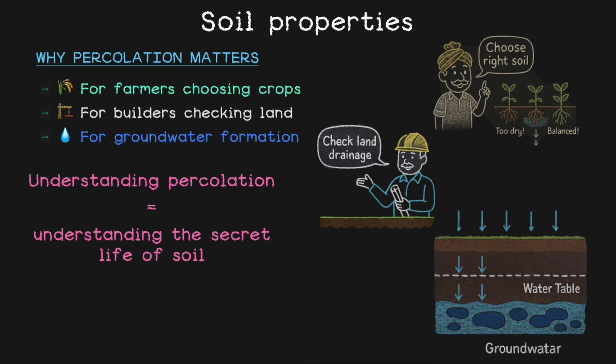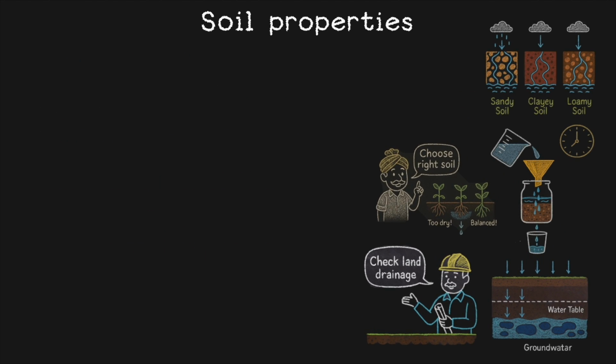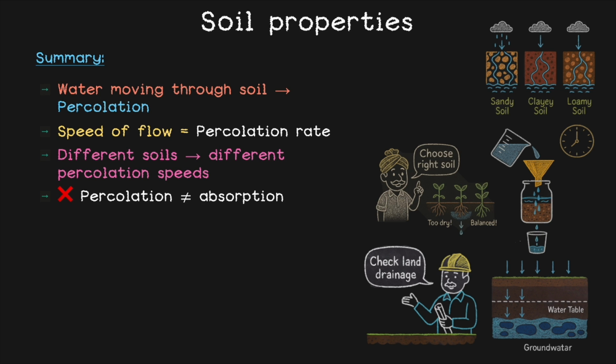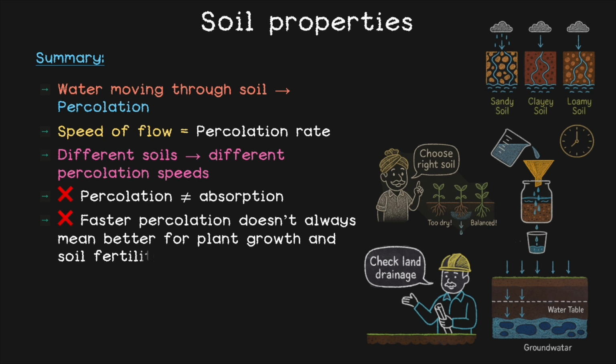So just to quickly summarize this, water moving through the soil is what we call percolation, and the speed of this flow is what we call percolation rate. Different soils can have different percolation speeds. Percolation is not equal to absorption. Those two are completely different terms. Faster percolation doesn't always mean better for plant growth and soil fertility.